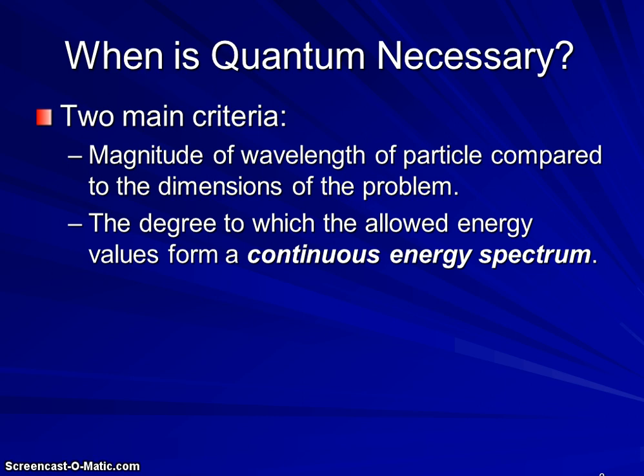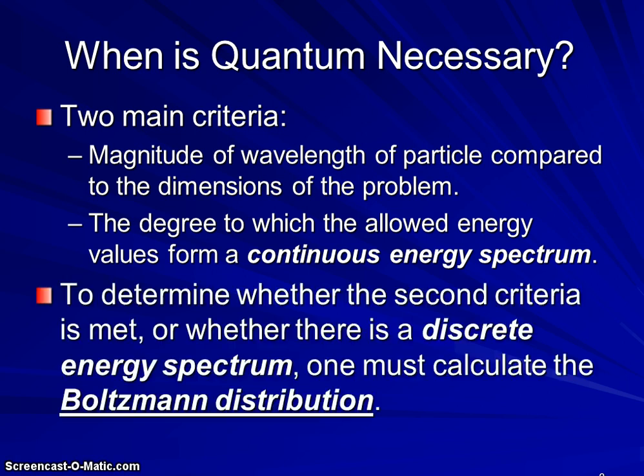It becomes necessary. The other thing is the degree to which the allowed energy values form a continuous energy spectrum. When the energy spectrum is or appears to be continuous, then quantum mechanics becomes unnecessary. But when there are discrete portions of energy and spaces between them that are large compared to the size of the problem, then quantum mechanics becomes necessary. To determine whether that continuous energy spectrum is going to be an issue or not, we'll need to do a calculation called the Boltzmann distribution.